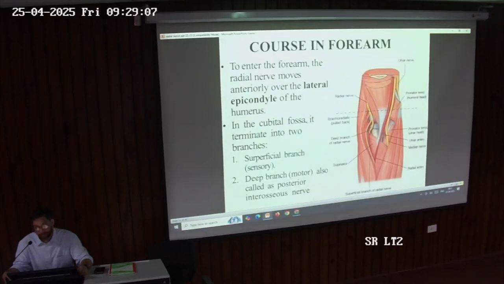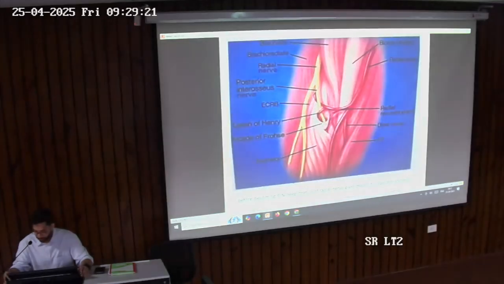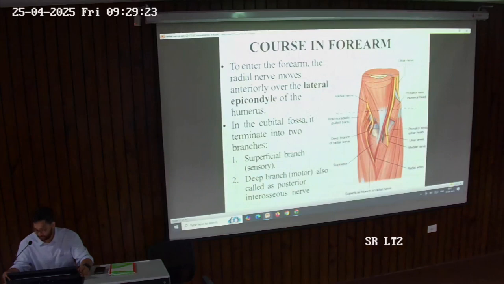Coming on to the forearm, the radial nerve moves anteriorly over the lateral epicondyle of the humerus, and in the cubital fossa it terminates into two branches: the superficial branch and the deep branch, also known as the PIN, the posterior interosseous nerve.